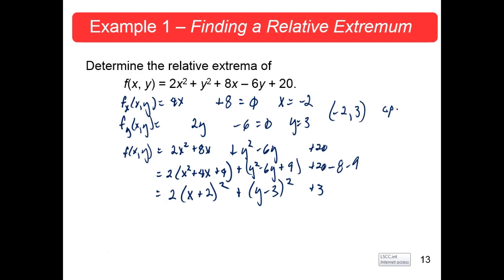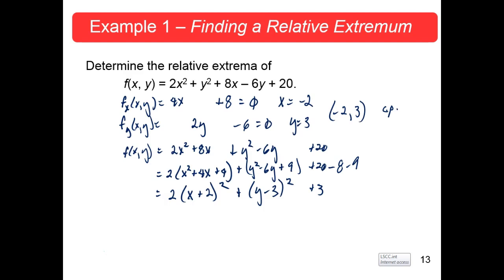Now, pick any other point, like 0, 0. That's the easy one, okay? That would be 2 times 4 is 8, plus 9 is 17, plus 3 is 20. That's way more than 3, okay? So this must be a local minimum, a relative minimum, okay?